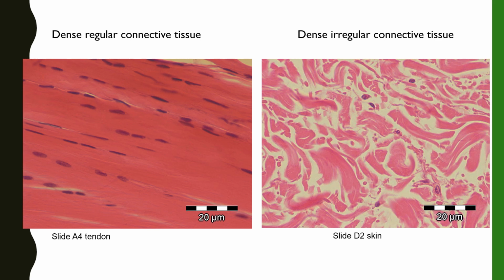Here I show you the high magnification image of dense regular and dense irregular. For the left image, dense regular, example location is in the tendon. It has very packed fibers, but they are arranged in a well organized manner. Compared to dense irregular, it has thick fibers, but they are disorganized. And the example location is in the skin.